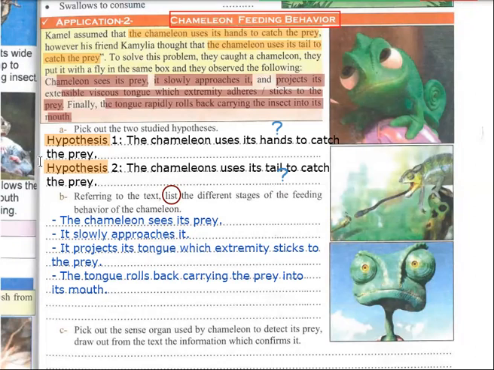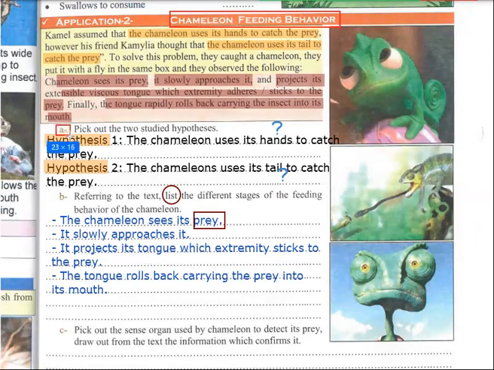The chameleon is a predator. How do we know? Because the chameleon is hunting. It is catching an animal for food. The fly is the prey. What's a prey? It is the animal hunted and consumed by another animal. Now in part C, okay?